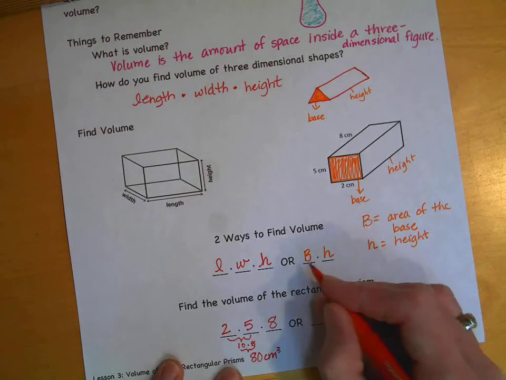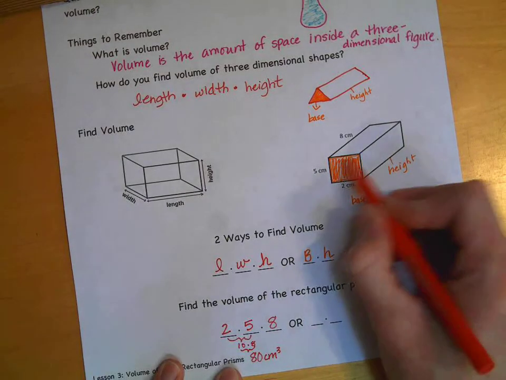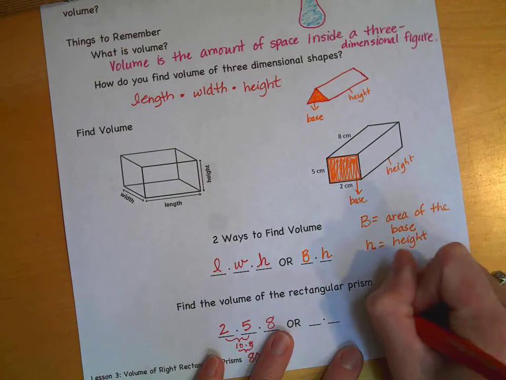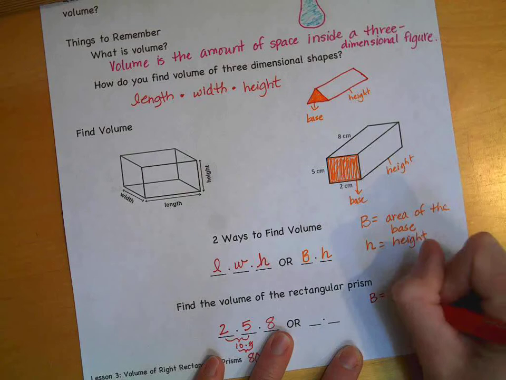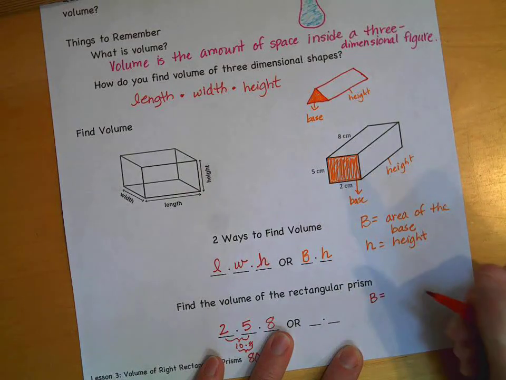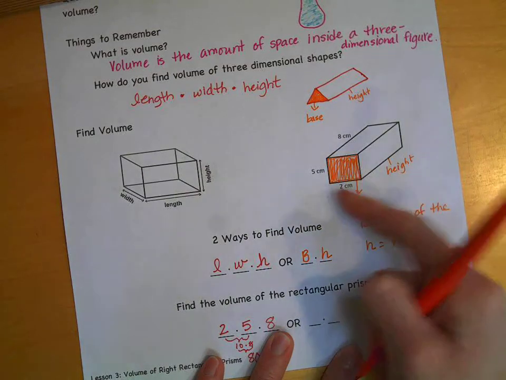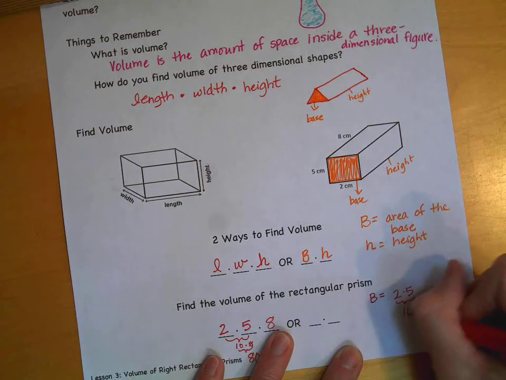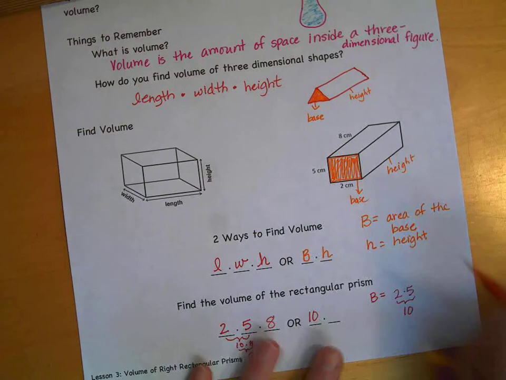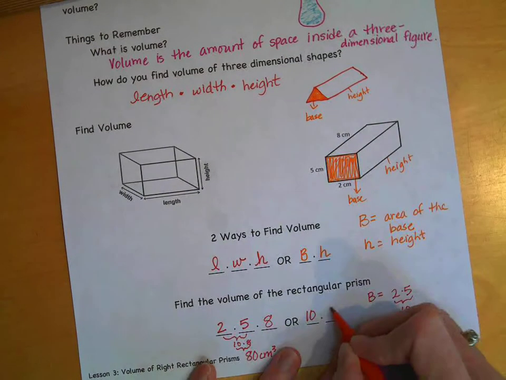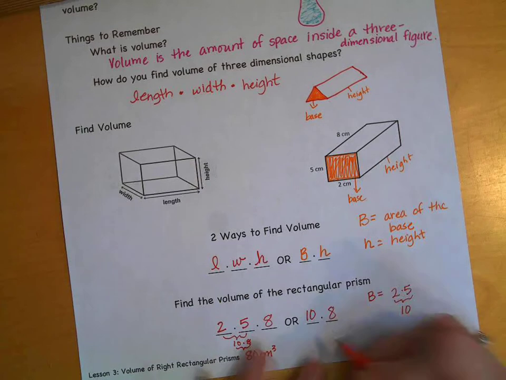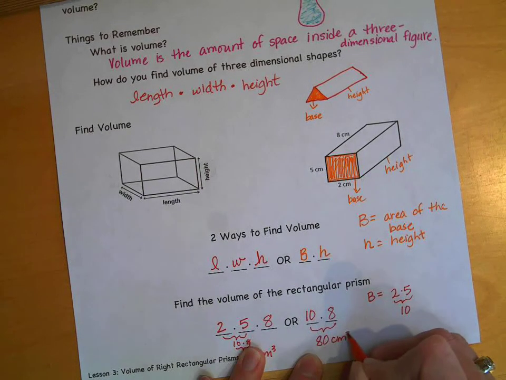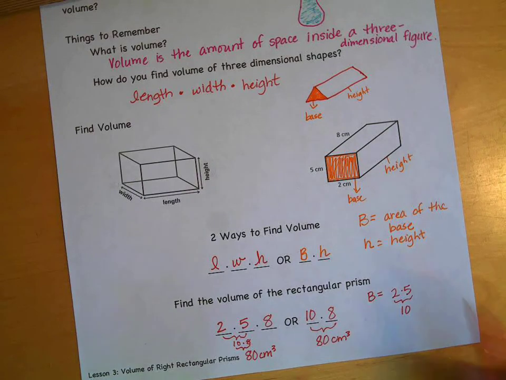Now, if we didn't know what they were, then we could also do the area of the base. Remember, I colored in the base orange, so the base is a rectangle. So the first thing that you have to do is you have to take the area of the base for this one. So you would do area of a rectangle is length times width. So I'm going to take 2 times 5, which gives me 10. So 10 would go right here. And then the height, again, is 8, just like what we said.